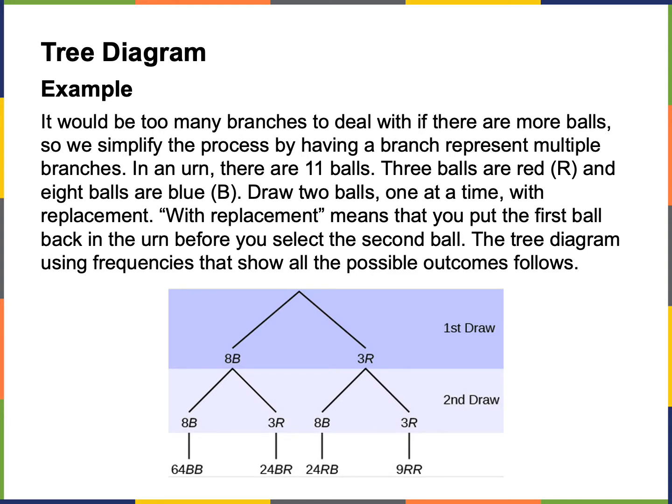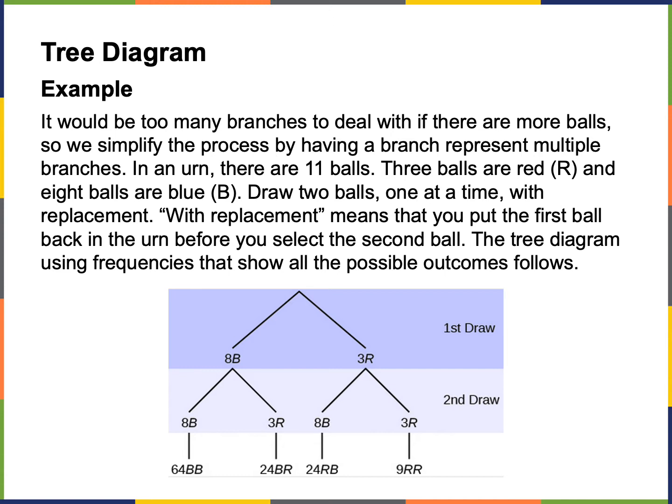If there were more balls, we would have so many branches. So sometimes we can simplify this by having one branch represent multiple branches. Let's suppose you had 8 balls, 3 of them red and 8 blue. We could depict that as 8 blue and 3 red on the first draw. You could get one of 8 or one of 3. This 8B represents 8 possible branches for all the blue ones, and this 3R represents the 1, 2, 3 red balls.